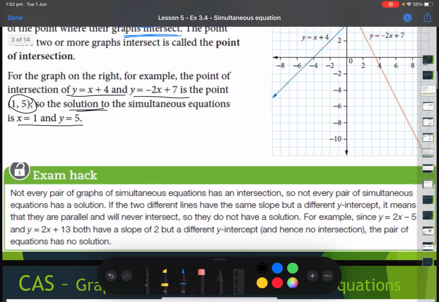We just have to keep in mind though, not every pair of simultaneous equations will have an intersection. Because simultaneous equations are two lines, if they have the same gradient, if they are parallel, they're not going to have a solution. Something like y equals 2x minus 5 and y equals 2x plus 13 both have a gradient of 2. A different y-intercept but still the same gradient, so they will have no solution, because they are running parallel to one another.